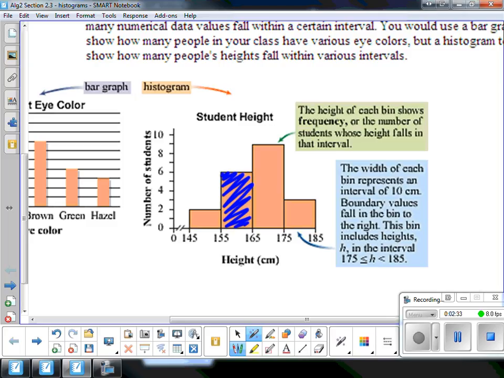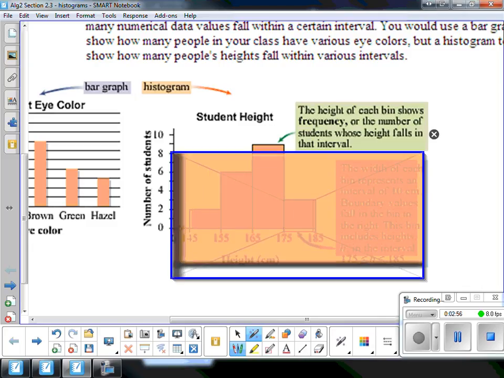So if someone's 165 centimeters tall, would they be in bin 1, 2, 3, or 4? They would be in bin 3. Okay? What about someone who's 174.9? 1, 2, 3, or 4? They would also be in bin 3. But if they were exactly 175, they would be in bin 4.